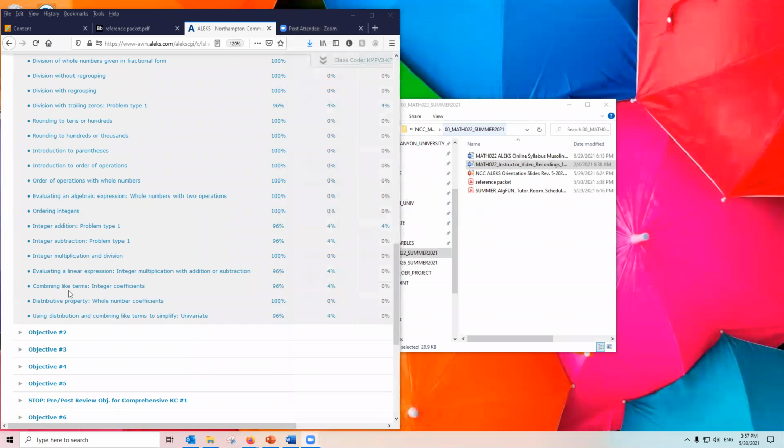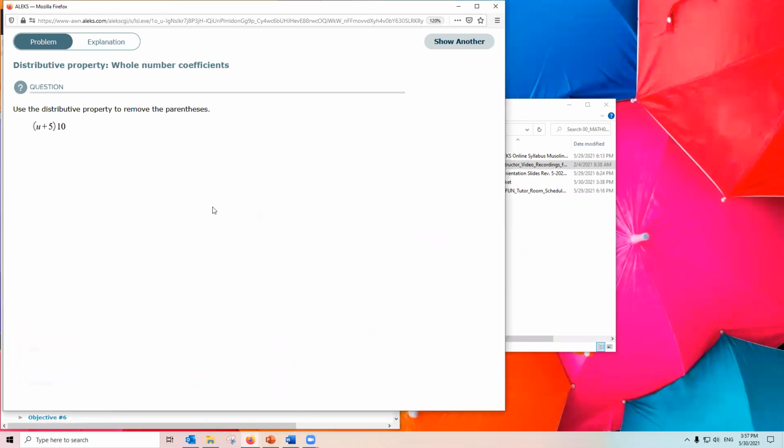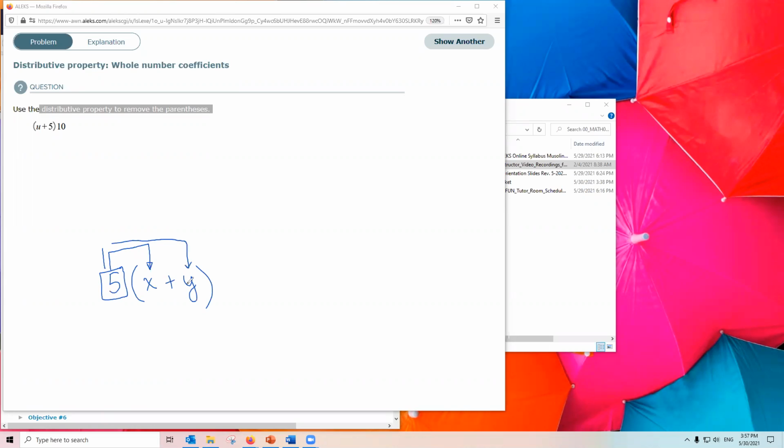All right, let me go to another Alex topic here. How about distributive property? It says use the distributive property to remove parentheses. Well, here's what the distributive property says. If you have a number, I'm going to give you a different example here. How about 5 out in front of parentheses like this? You can distribute this 5 by letting it multiply the first quantity and letting it multiply the second quantity. So in my example, 5 times x is 5x. I copy this plus sign down, and then 5 times y is 5y.